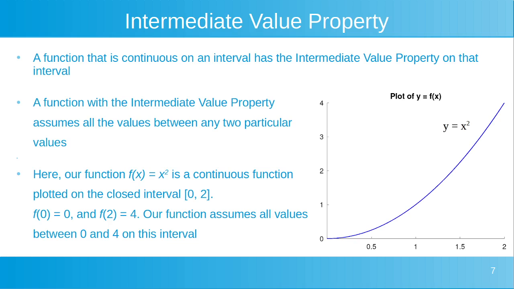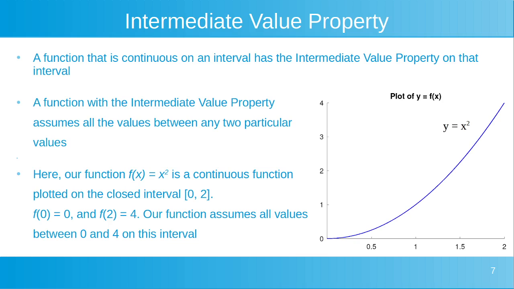If we have a look at the plot on the right hand side of the screen, here we have a plot of y equals f of x, where f of x is equal to x squared. Our function f of x is a continuous function that's been defined and plotted on the closed interval from 0 to 2. So from x equal to 0 to x equal to 2.